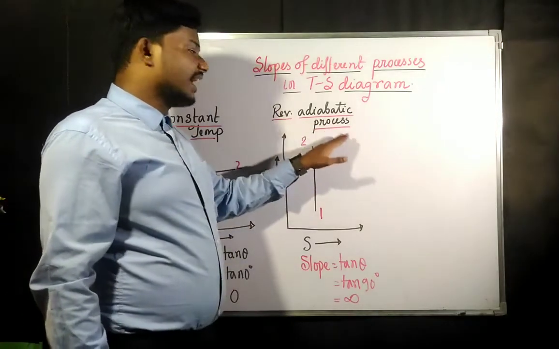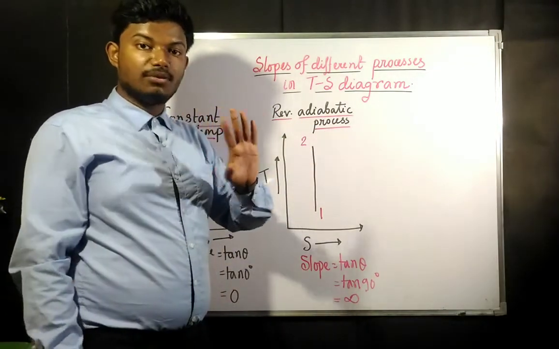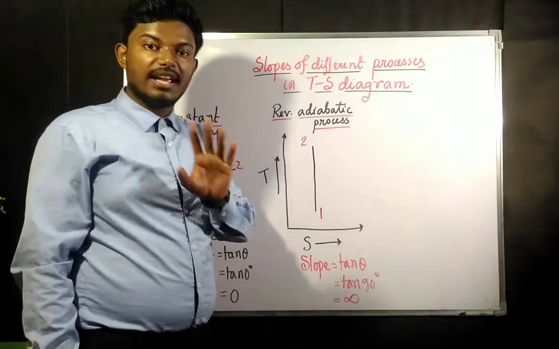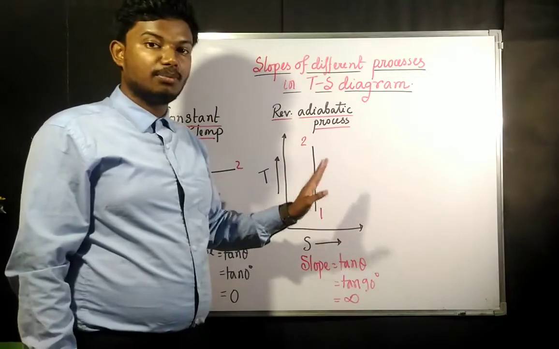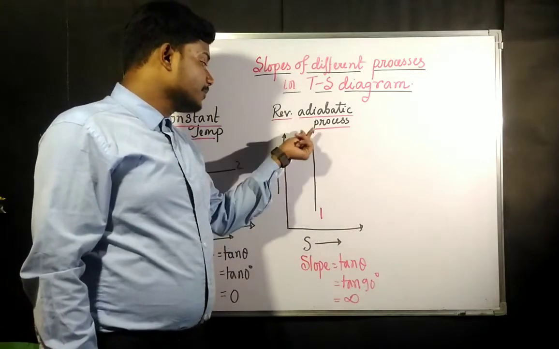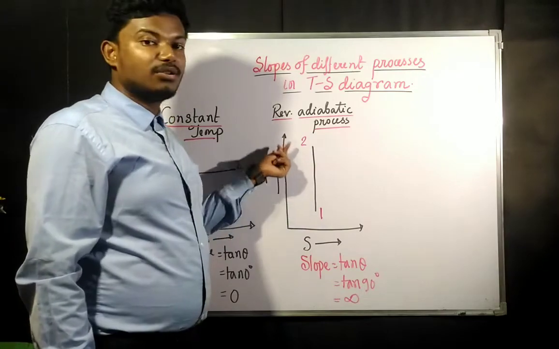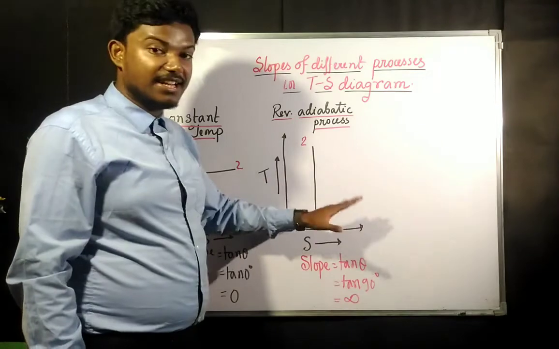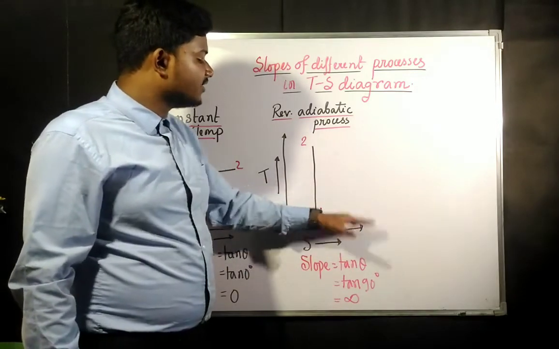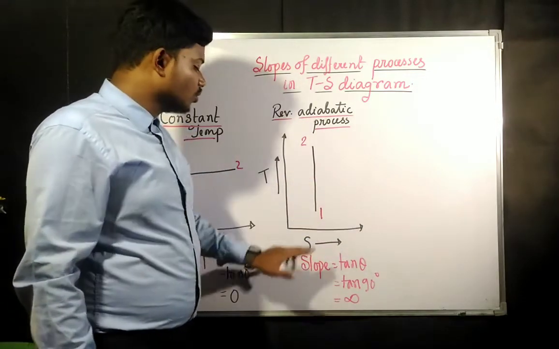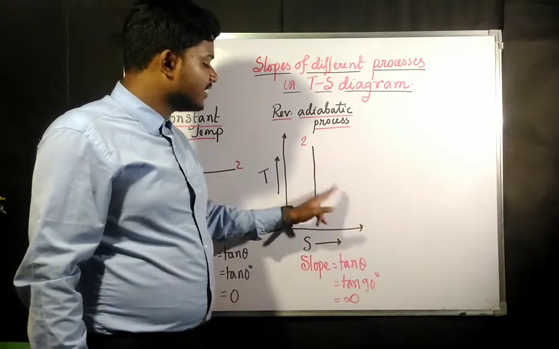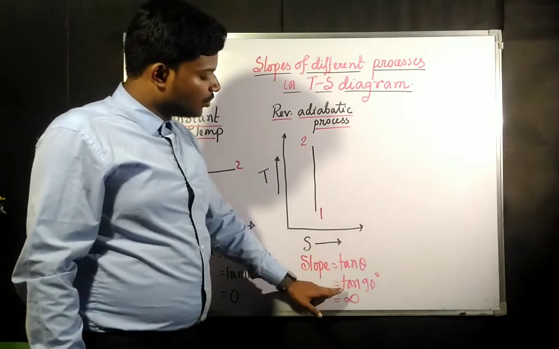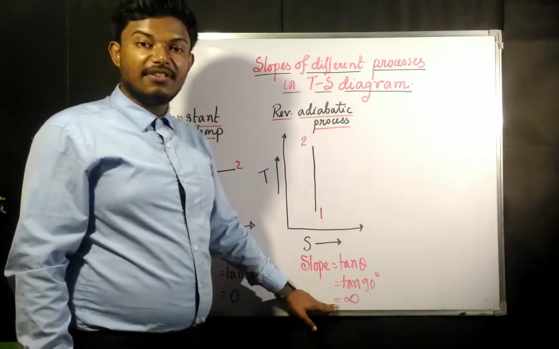Now the reversible adiabatic process. We have found out that a reversible adiabatic process is always an isentropic process. Since it is isentropic, entropy is constant, which means the line is parallel to the temperature axis. The tangent of the angle it is making with the horizontal axis gives us the slope, so slope is tan theta. Here theta is 90 degrees because this is vertical and making an angle of 90 degrees, so the slope is going to be infinite here.